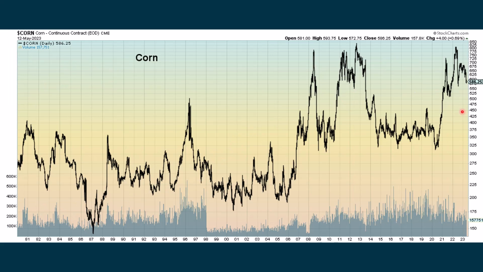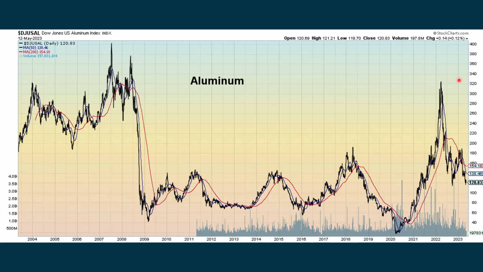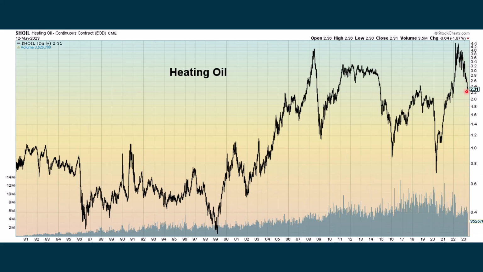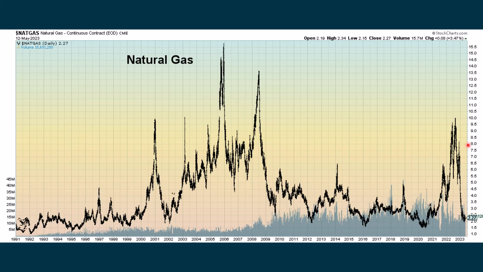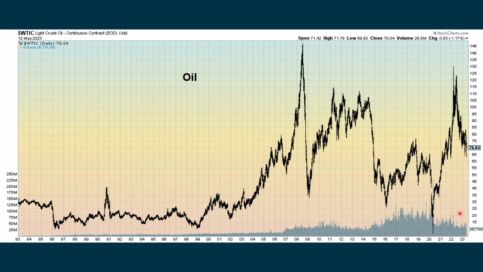Then I look at a number of different commodities, not so much to base what they're doing, just to give you an idea where they're at. Where corn has been coming down after being at much higher prices. Aluminum is also coming down. Heating oil has been coming down. Gas has now been coming down. Natural gas, after hitting up around 10, is now dropped to 2.27. Oil has also been coming down.